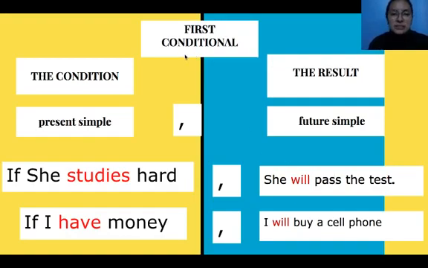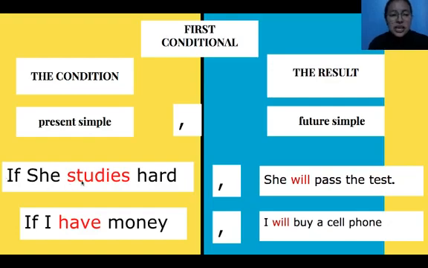In first conditional, in the condition, you have to use if. Always you have to use if, and the sentence in simple present, okay? Then when you join or mix the sentences, you have to put a comma, okay? Then you have to write the sentence in future simple. Okay, let's start with the exercise, okay?